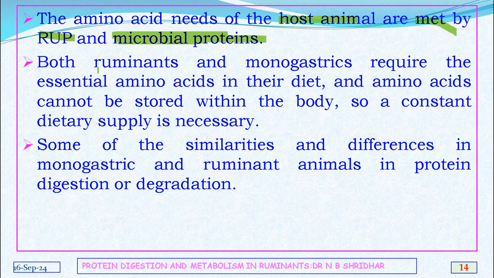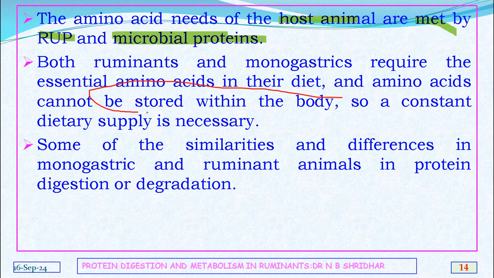Both ruminants and monogastric animals require essential amino acids in their diet. You know what the essential amino acids are, like methionine, cysteine, etc. Another thing is that amino acids, in whatever form, cannot be stored within the body.